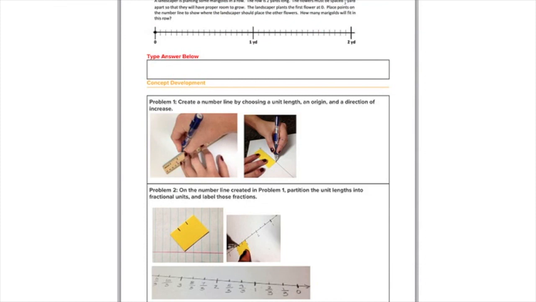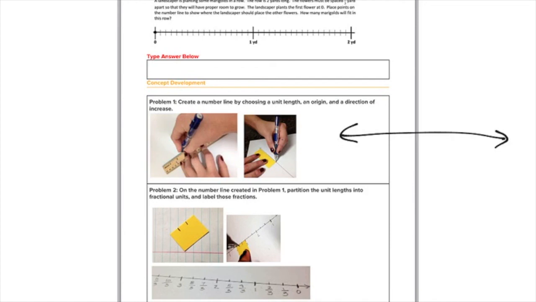Create a number line by choosing a unit length, an origin, and a direction of increase. What does all of that mean? Okay, a unit of length. How long is it going to be? So draw a number line. You could draw it horizontally like I did, or vertically.